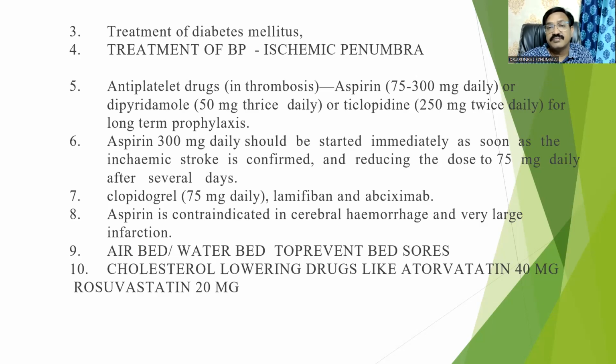When you are going to thrombolyse, the BP target is 180/110. When you are not going to thrombolyse, the BP target is 220/110. Aspirin, dipyridamole, diclofenac, or other drugs can be given as antiplatelet drugs. Aspirin 300 milligrams immediately, followed by 75 to 150 milligrams, and clopidogrel 75 milligrams.